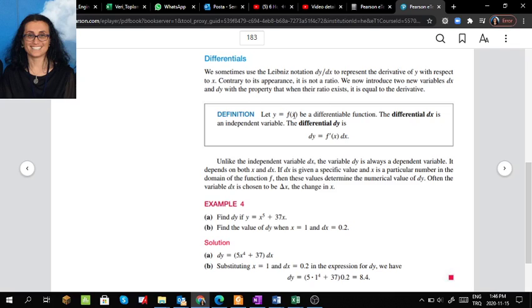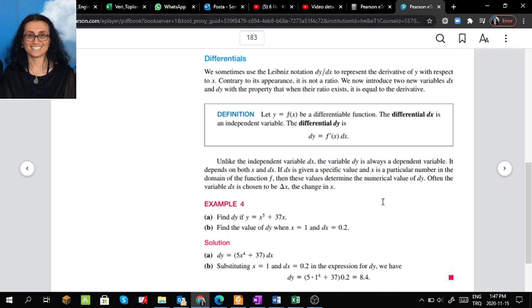Let's read the definition. Let y equal f of x be a differentiable function. Then the differential dx is an independent variable, and the differential dy is equal to the derivative of f times dx. Actually, I'm not planning on going into details of where it came from.